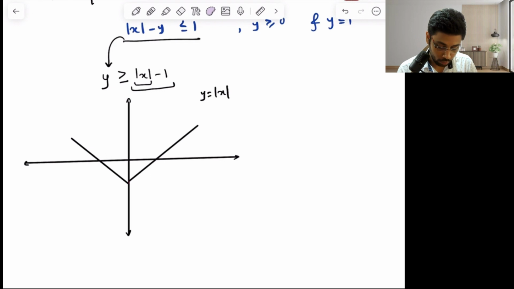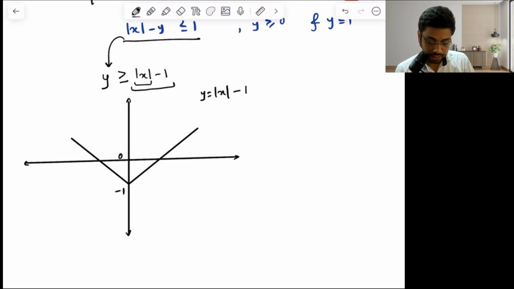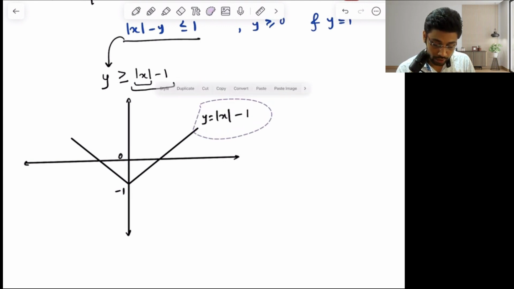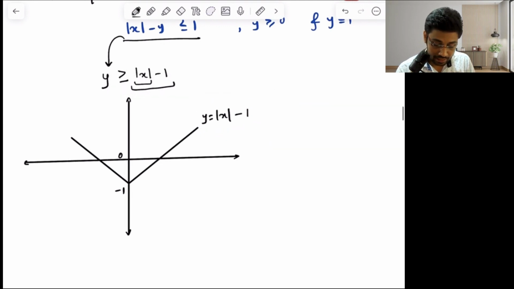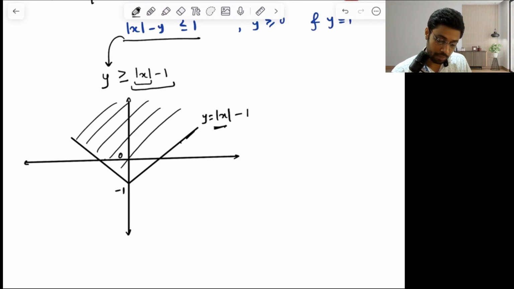And let's see how this looks now. So now the graph is modulus of x minus 1. This is minus 1, this is 0. Okay. And now still we have not considered the inequality. These lines still represent y equal to modulus of x minus 1. We have to consider y greater than or equal to. So basically we are finding everything above this. So all the shaded region will be our area of consideration.